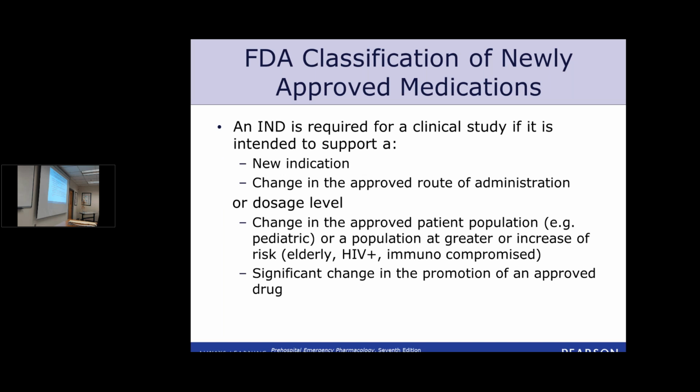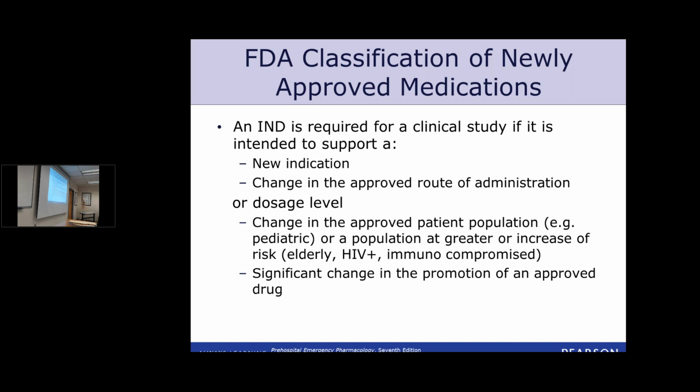It's called an IND. It is required for a clinical study if it is intended to support a new indication. So do you suppose that there's any drug out there that is being used for something different than what it was originally prescribed or approved for? Yeah. Okay. Give me an example. Viagra, probably the most common. You all jumped on that real quickly, I noticed. The idea is certain drugs for certain things.